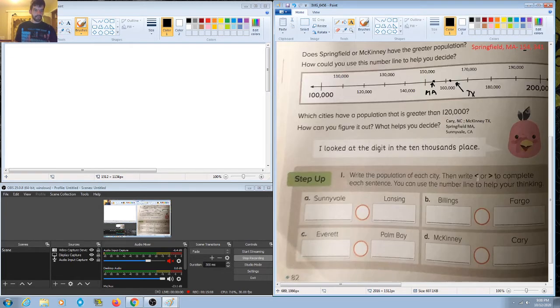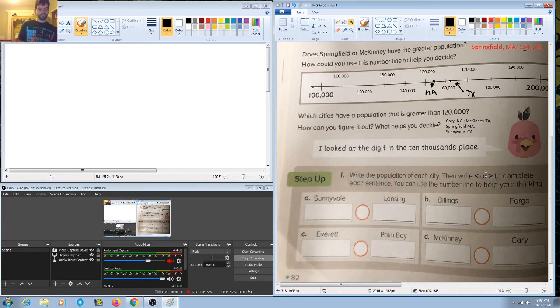So let's go ahead and go to this next question. This is the step-up question, which is a little bit of higher order thinking. What we're going to do here is compare two cities one at a time, and determine which one has the greater population, okay? And then these are what are known as inequality symbols. The one where the crocodile's mouth is facing to the right is less than, and the one where the crocodile's mouth is facing the left is going to be greater than, okay?